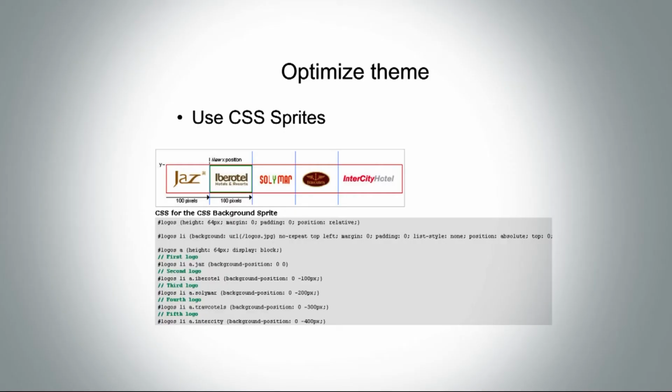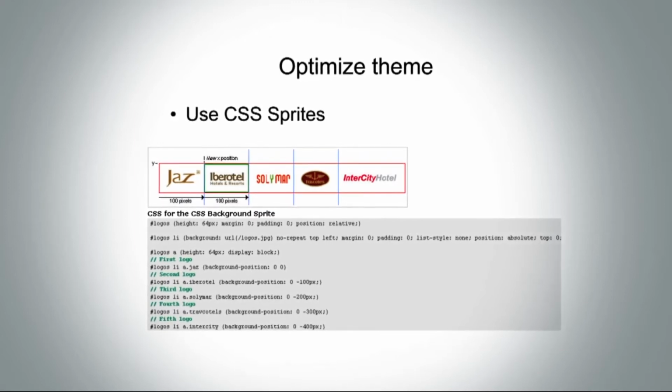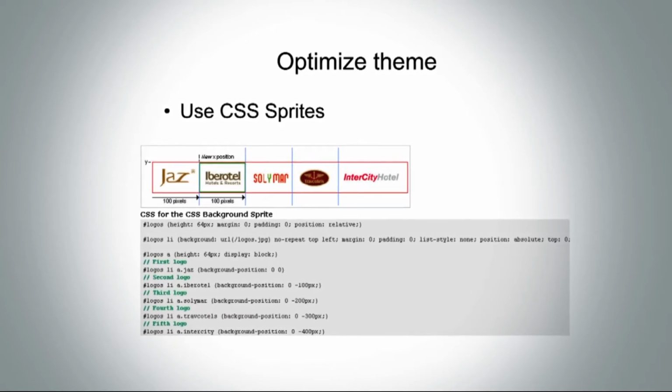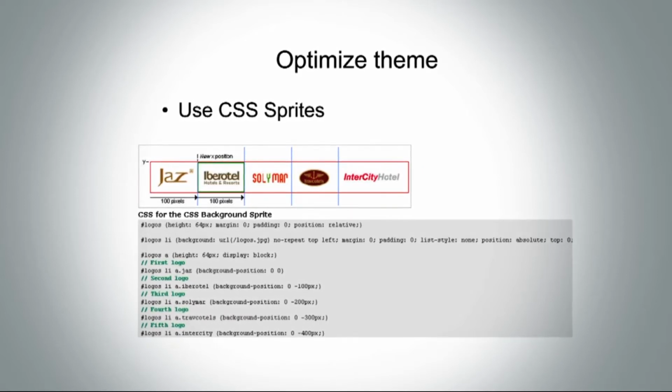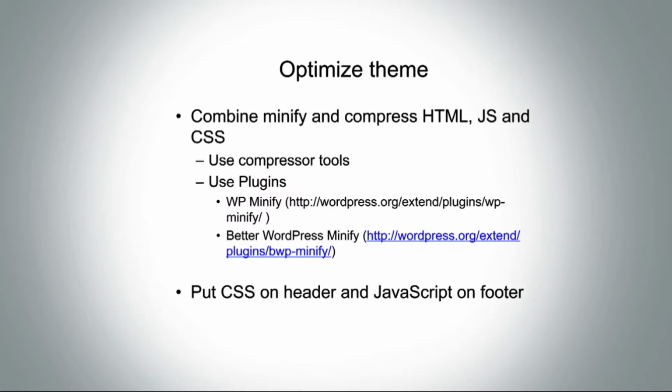So combining them into one single image means one HTTP request, and we use them with background URL and background position, as seen in the code that you can see here. We are combining these different five images into one, and by position we are using them in different locations. Combine, minify and compress HTML, JS and CSS.